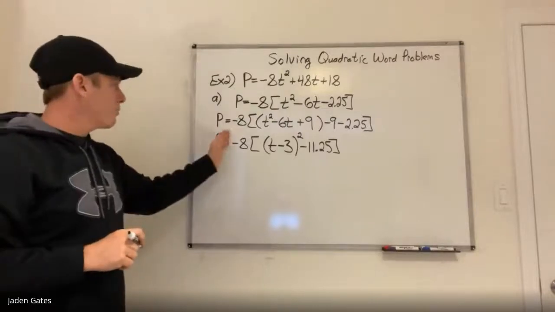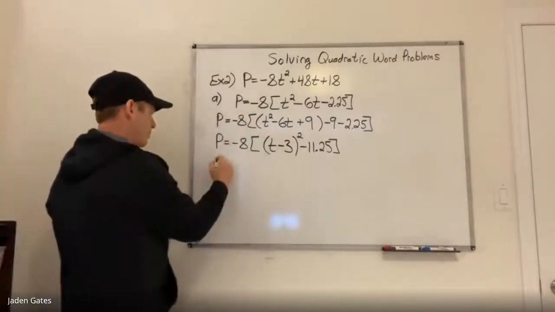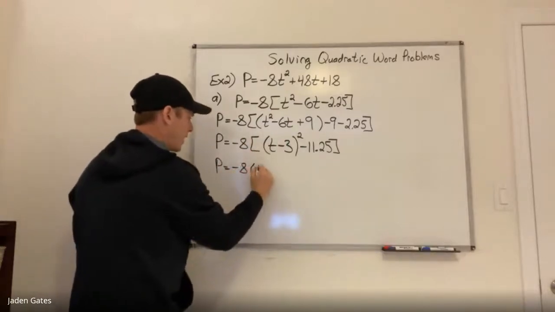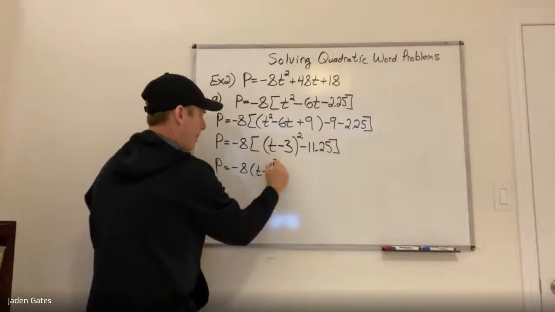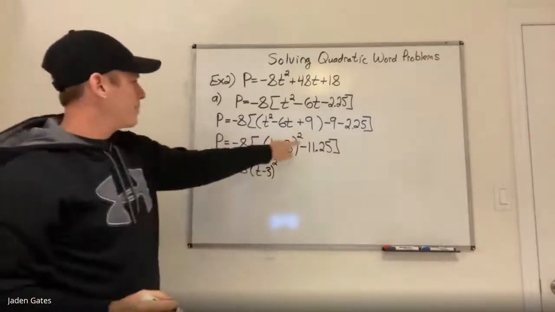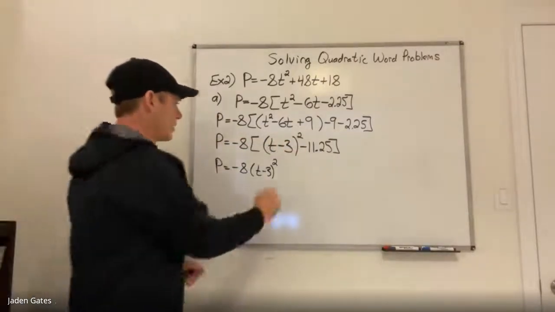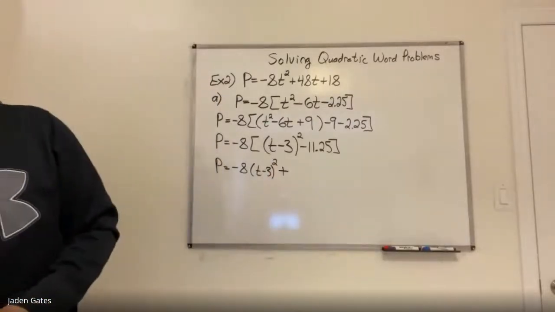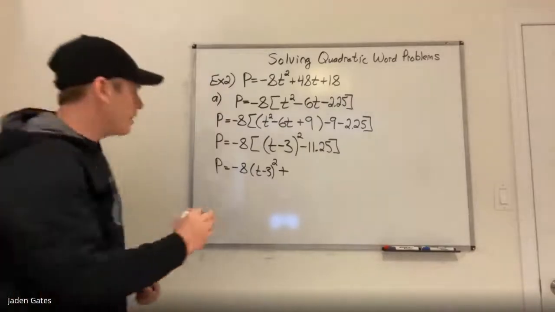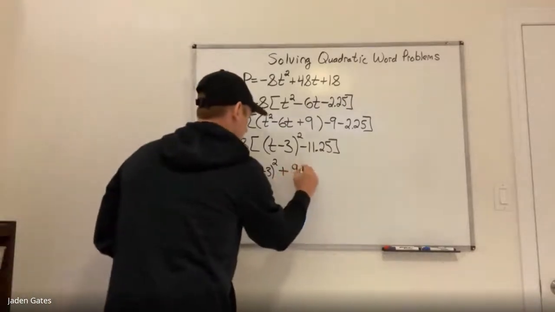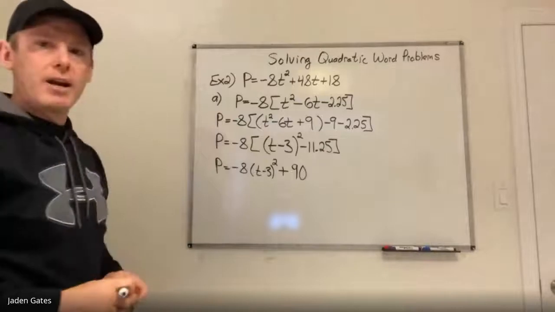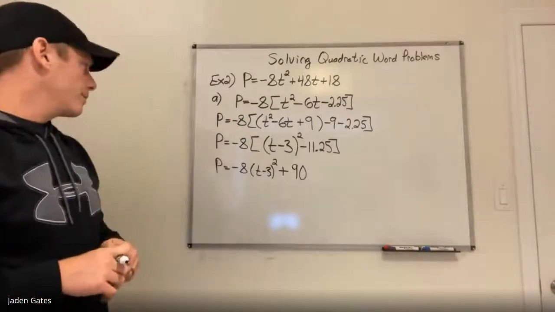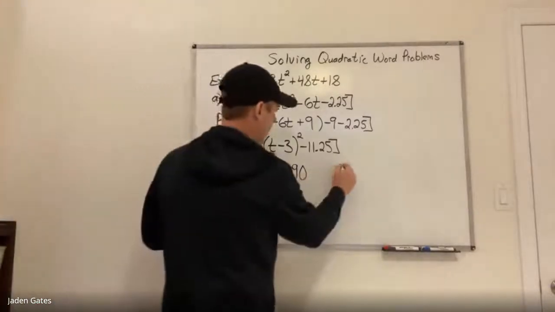Which means I'm going to put the -8 back. So let's see here. -8 times that whole thing, and then -8 times a -11.25. Negative times a negative is going to give me a positive number, and that number would be positive 90. All right. So I've completed the square, and I can answer this word problem now just by looking at it, if you know what you're looking at.